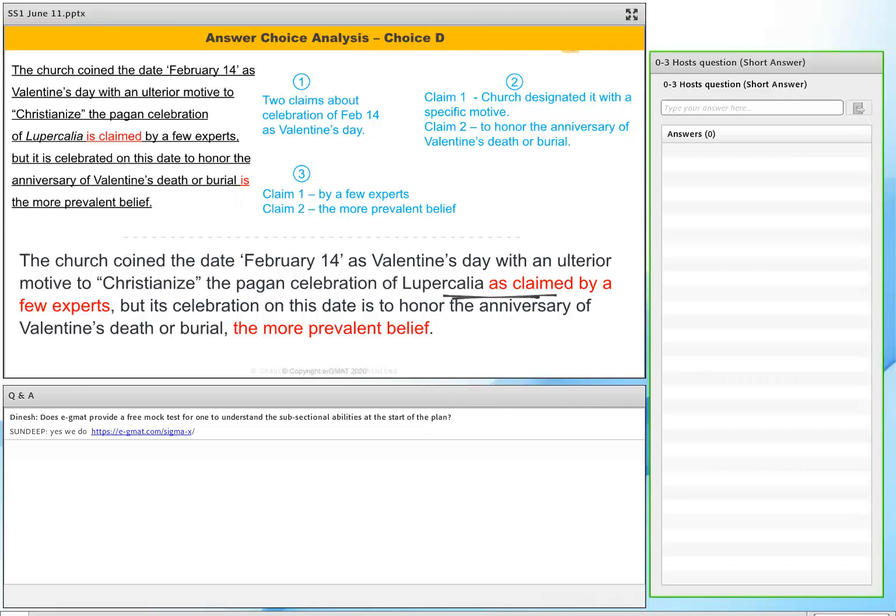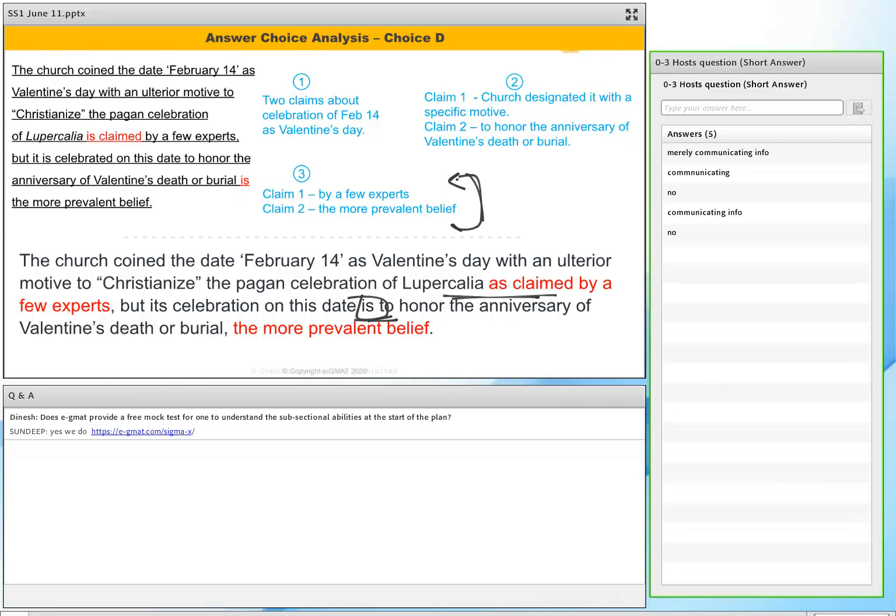Okay. I'm going to talk about what this thing does as claimed by a few experts, but its celebration on this date is to honor the anniversary of Valentine's death or burial, the more prevalent belief. Now in the original sentence, is the author making any claims or is the author merely communicating information? Is the author really saying, I believe claim 1 versus claim 2? Or I believe one is correct versus the other? No, he's not. He's purely communicating information. What I'm going to prove to you is, in this, he's also communicating information and making the claim by himself.